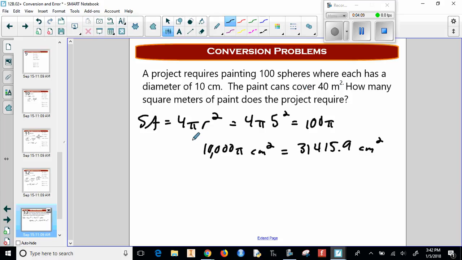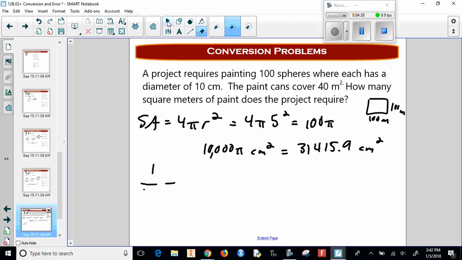So if I want to figure out how many square centimeters are in a square meter, think of 1 meter by 1 meter, which is 100 centimeters by 100 centimeters. So 1 square meter is going to be 100 times 100, which is 10,000 square centimeters.